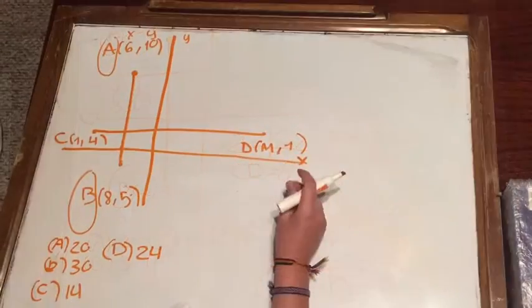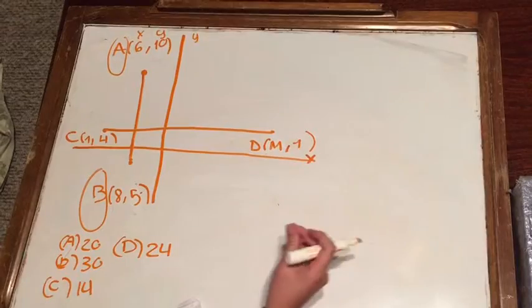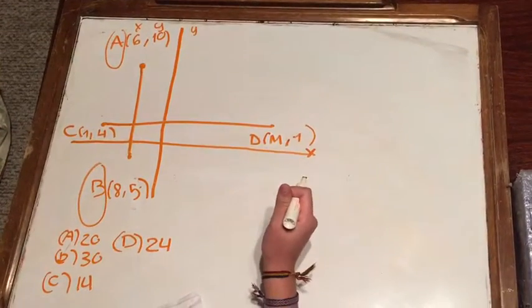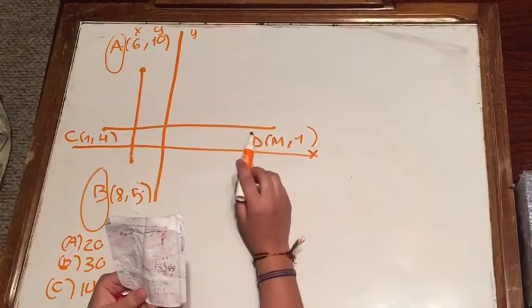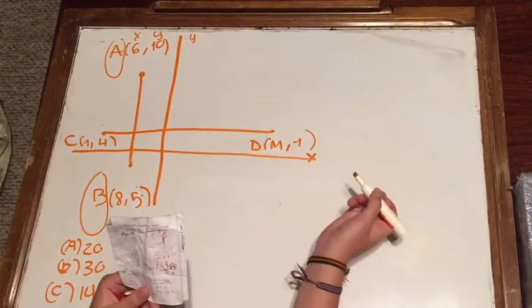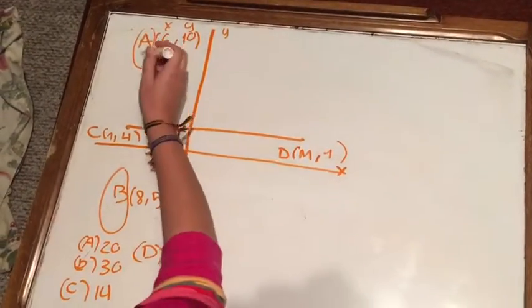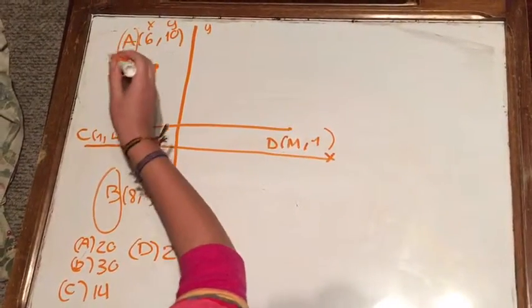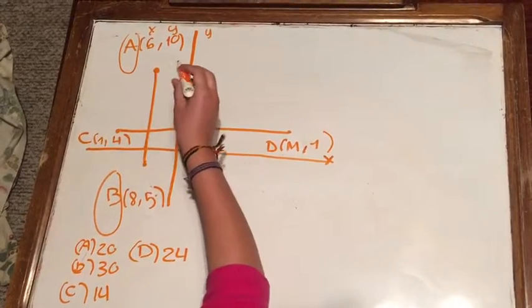I have an extra example in case you need more practice, and I think this one is easier. All I did was change the values, and the question is the same. In the figure above, the length of CD is twice the length of AB. What is the value of M? So we have to find the values of A and B. We know that the length of AB is in the y direction.